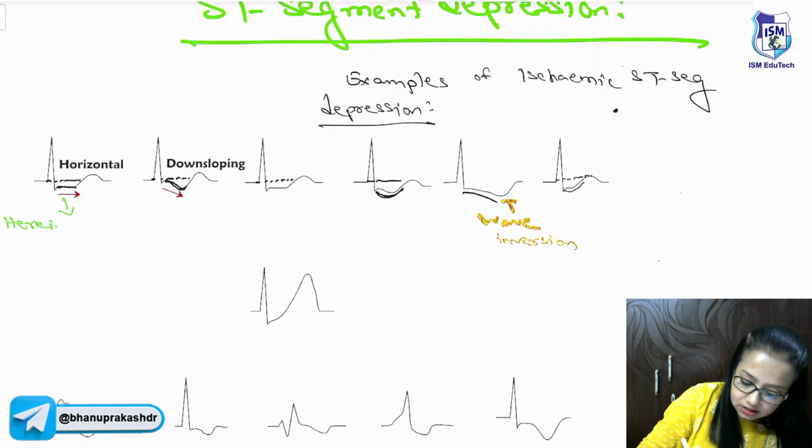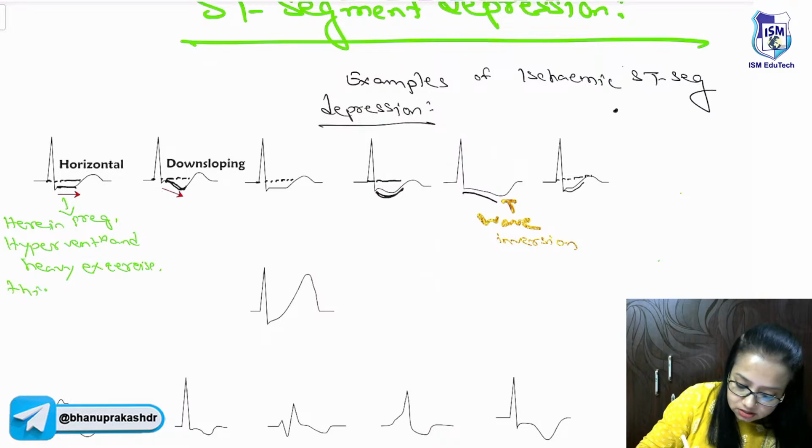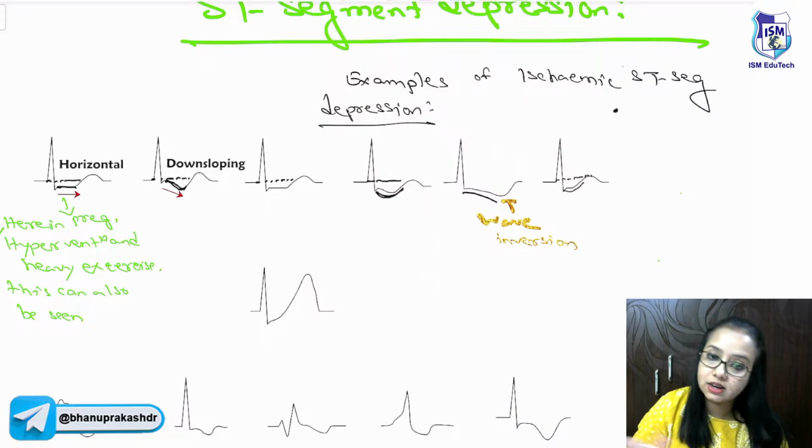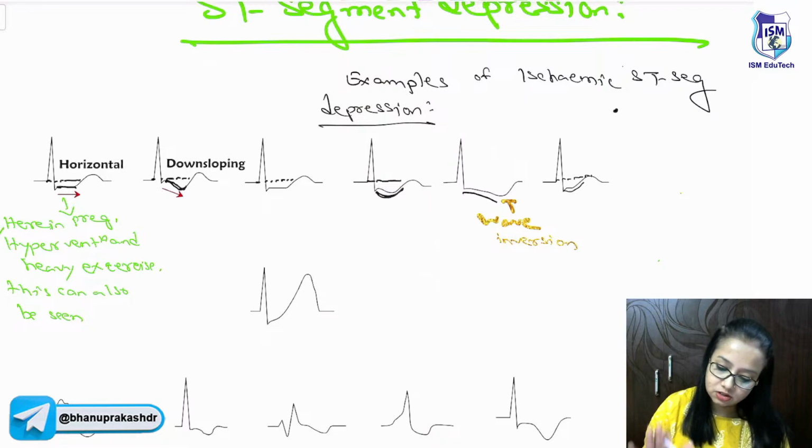Now coming to the horizontal type. Here in pregnancy, hyperventilation and heavy exercise, this can also be seen. This type of horizontal depression can also be seen in physiological conditions like pregnancy. If a person is breathing heavily or if a person is exercising, then also it can be seen.